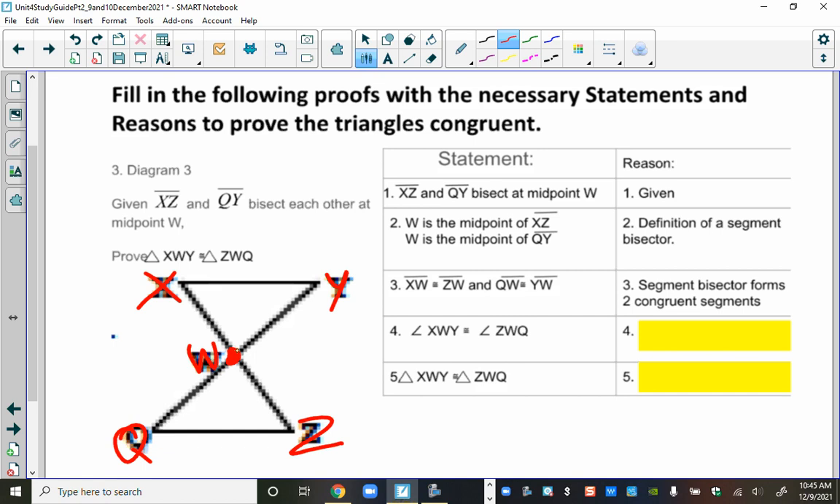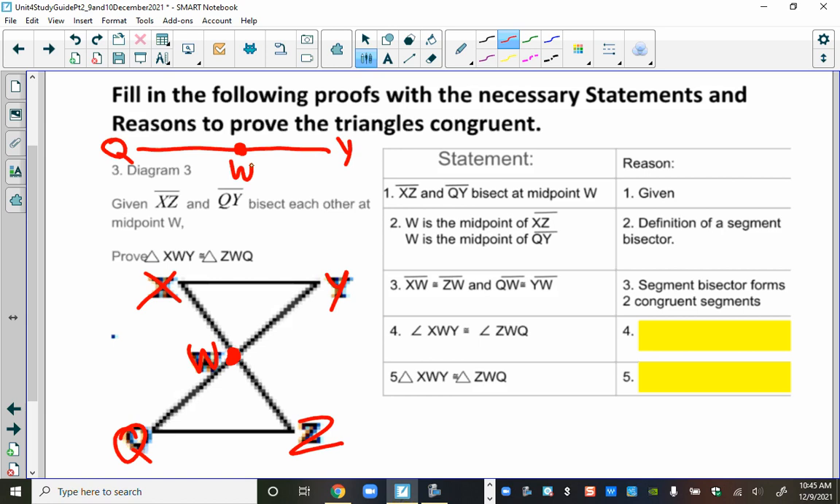Yes, page. So this is your midpoint. If need be, I'll just draw a line. Q, Y, W is your midpoint.